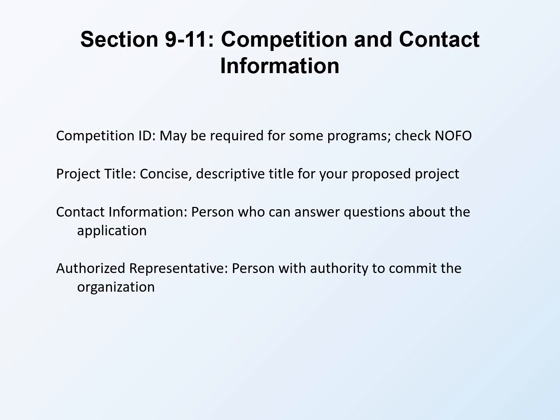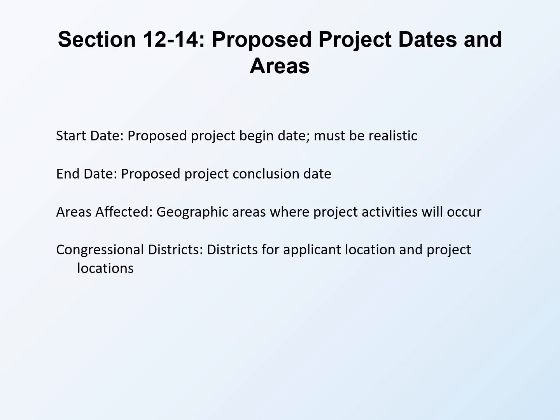Authorized representative information identifies the person with authority to commit the organization, typically the same person serving as AOR. This person can legally bind the organization to the commitments in the application. Include their title, contact information, and signature where required. Sections 12 through 14 define when and where your project will take place.